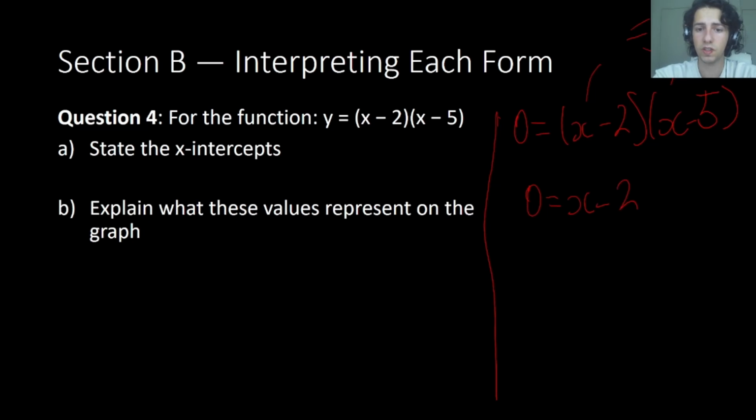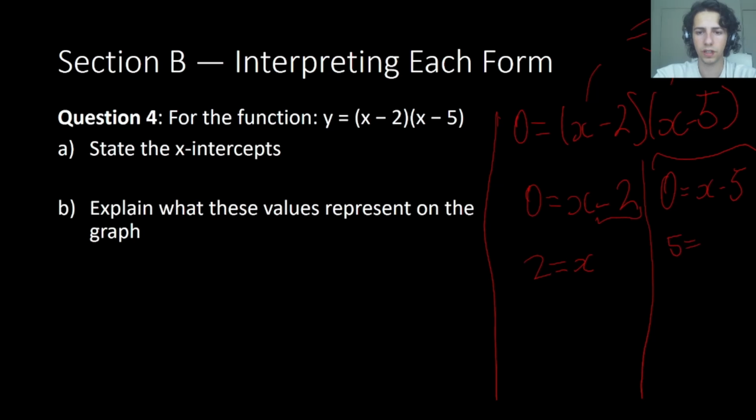So we have 0 equals x minus 2 and 0 equals x minus 5. Now, if we move the negative 2 to the other side, we would get 2 equals x. And similarly for the linear equation to our right, once we move the negative 5 to the other side, we get 5 equals x. Now, what does this mean? This means that our x-intercepts are going to be (2, 0) and (5, 0).